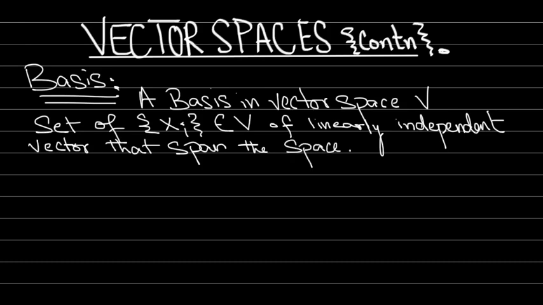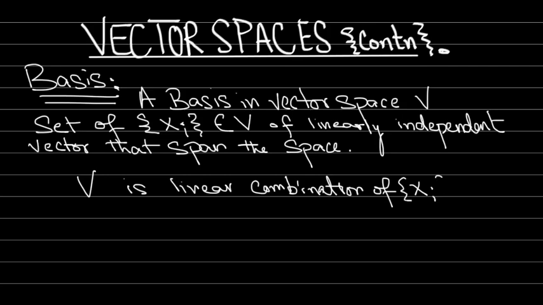Let me just read this out again for you, even though you can see it on the screen. A basis in a vector space V is a set of xi's that belong to the vector space itself, of linearly independent vectors that spans the entire space. That is, any element of the vector space V is a linear combination of the xi's, this set.